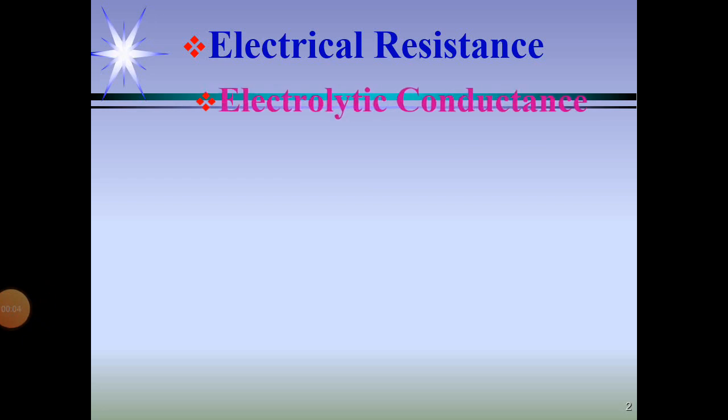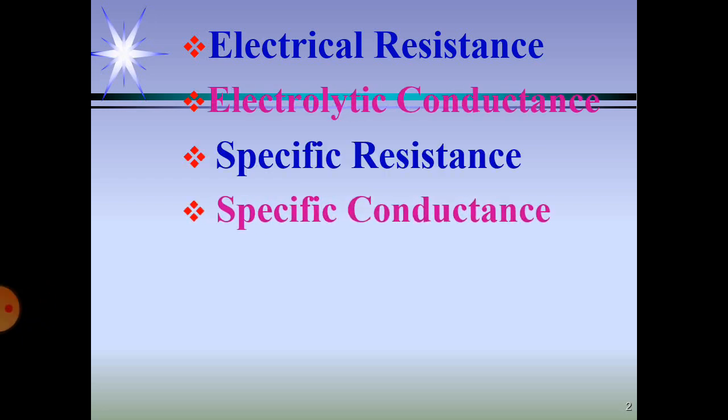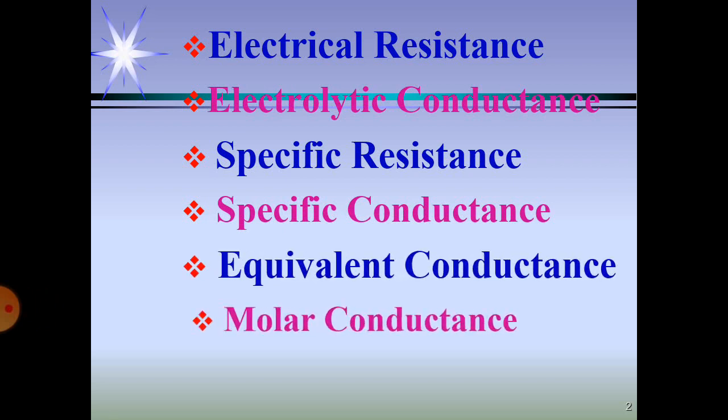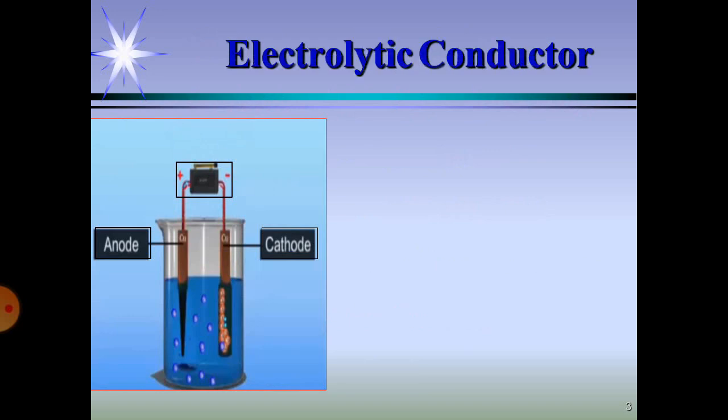In this video lecture, we will know the basic definitions and units of electrical resistance, electrolytic conductance, specific resistance, specific conductance, equivalent conductance, molar conductance, and cell constant. First, we will see what is an electrolytic conductor.